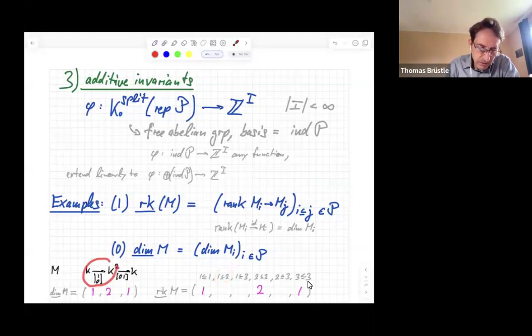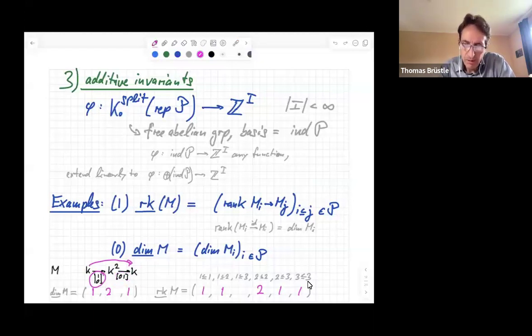This is a map of rank 1 here. The map from 2 to 3 is a map of rank 1 itself. And if you compose the two maps, so if I go from 1 to 3, so from k to k, I compose these two matrices, and if you do the matrix multiplication, you see they compose to the 0 map, so the rank here would be 0.